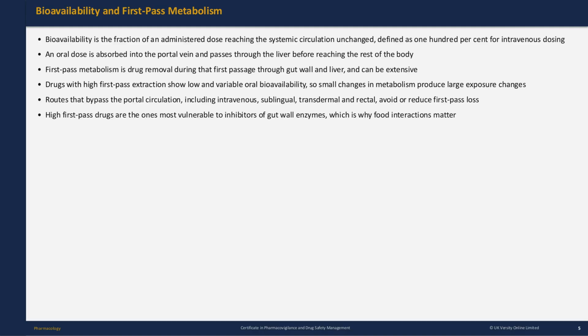Bioavailability and first-pass metabolism. Bioavailability is the fraction of an administered dose reaching the systemic circulation unchanged, defined as 100% for intravenous dosing. An oral dose is absorbed into the portal vein and passes through the liver before reaching the rest of the body. First-pass metabolism is drug removal during that first passage through gut wall and liver and can be extensive. Drugs with high first-pass extraction show low and variable oral bioavailability, so small changes in metabolism produce large exposure changes.